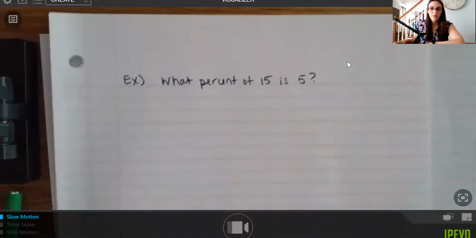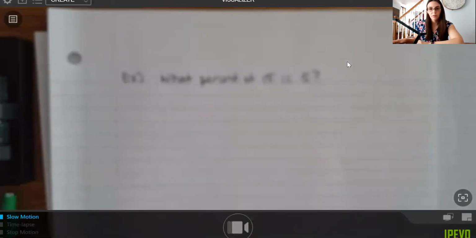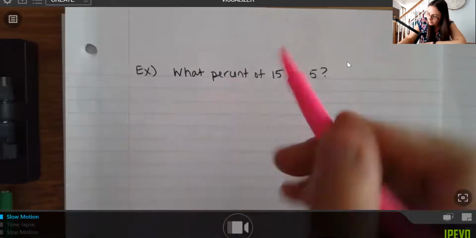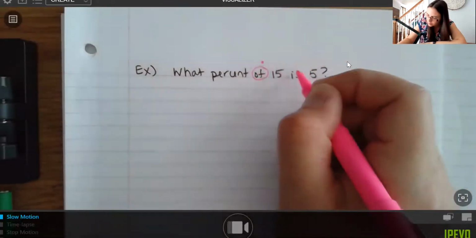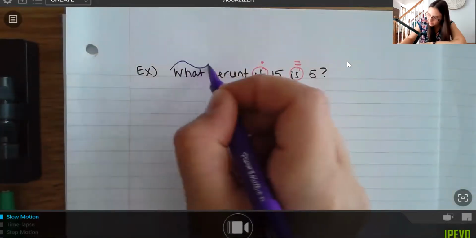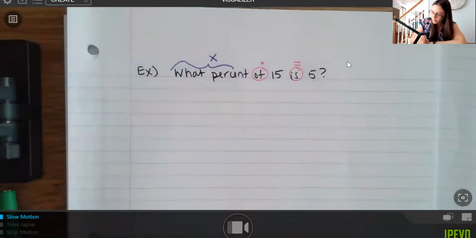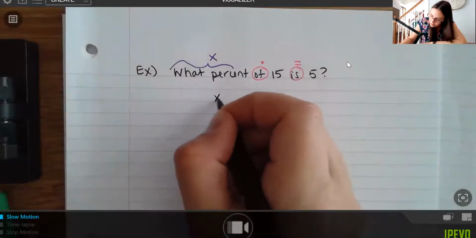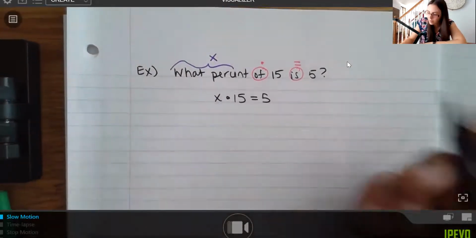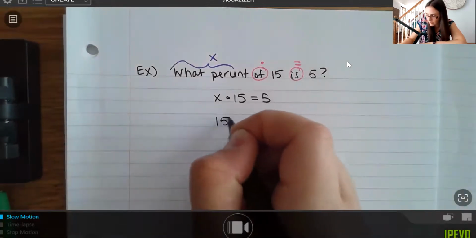What percent of 15 is 5? Here we go. All right, there's my multiplication. There's my equal sign. What percent? That's my question. So I'm looking for the percent here. So I have x times 15 equals 5. And now this is fine, but I am going to rewrite it, typically write it this way instead.